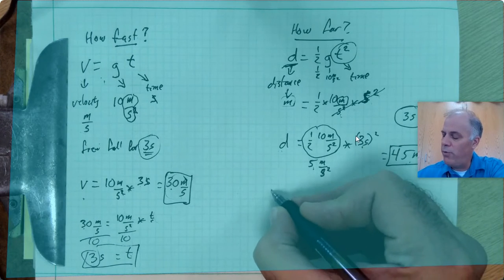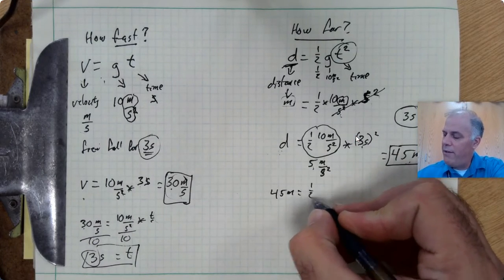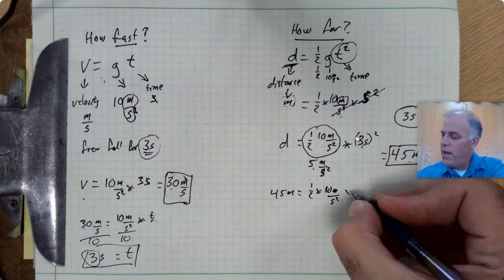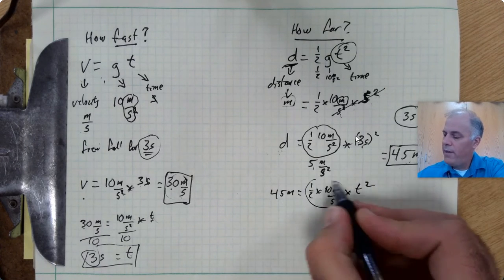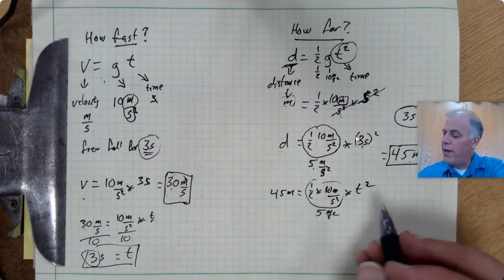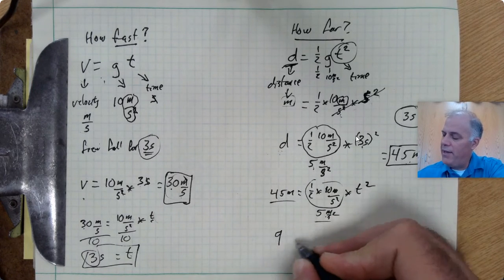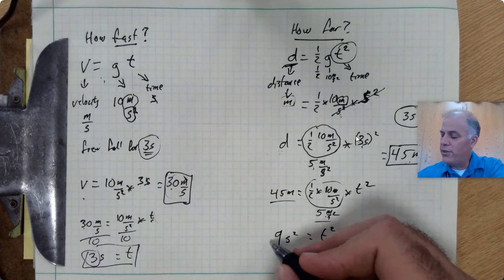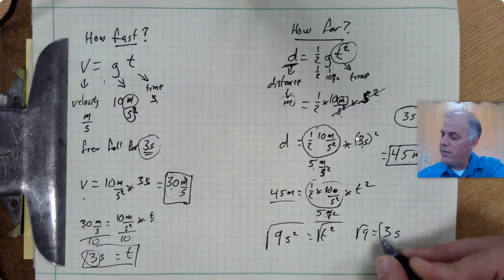Okay, and the way we do that, we'd say 45 meters, because that's the distance, is equal to 1/2 times 10 meters per second squared times T squared. Okay, now we know that this is 5 meters per second squared. And so we have to divide both sides by 5. So that gives us 45 divided by 5 is 9 seconds squared is equal to T squared. So now all we have to do is take the square root of 9, and the square root of 9 equals 3, so it's 3 seconds.